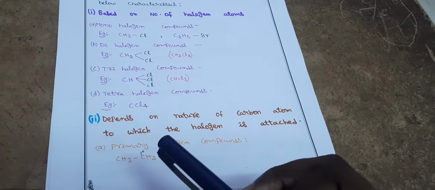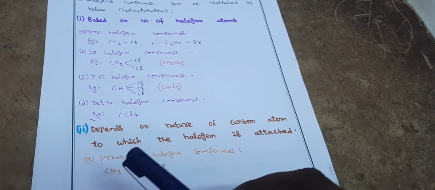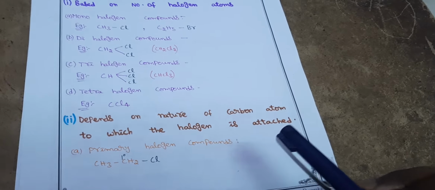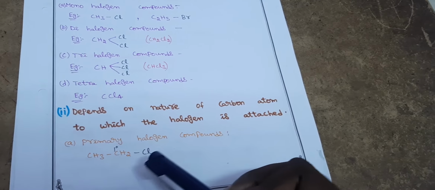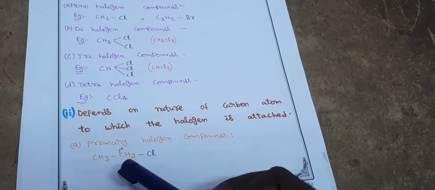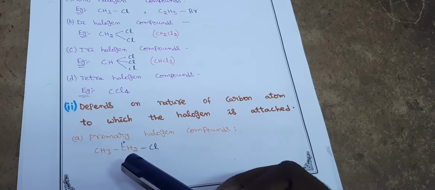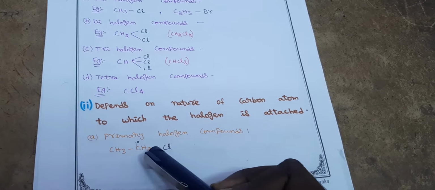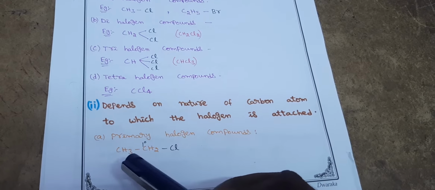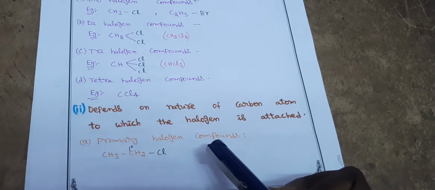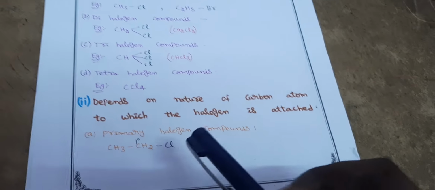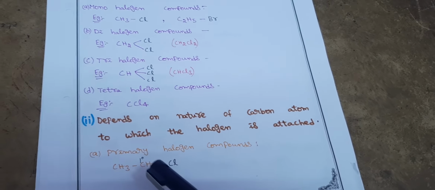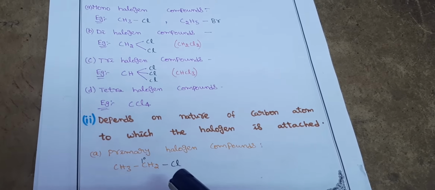Next, the halogen compounds can even be classified depending on the nature of the carbon atom to which the halogen is attached. That means here the halogen is attached to the primary carbon. So this particular compound is known as a primary halogen compound. Primary carbon means the carbon which is attached with a single carbon group. So this particular halogen is attached to the primary carbon, so this compound is known as a primary halogen compound.